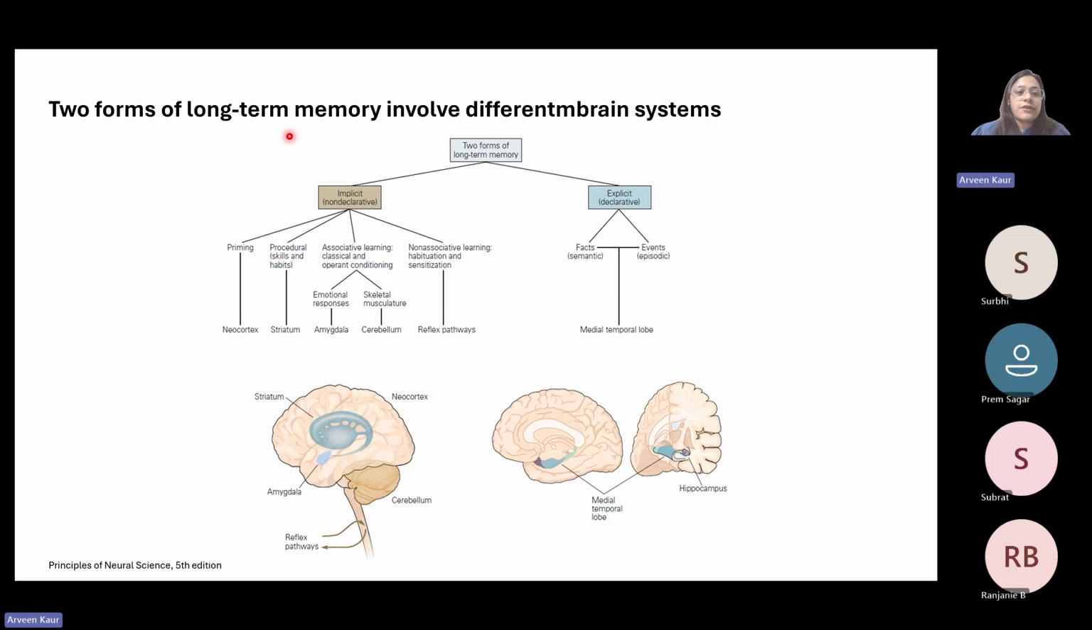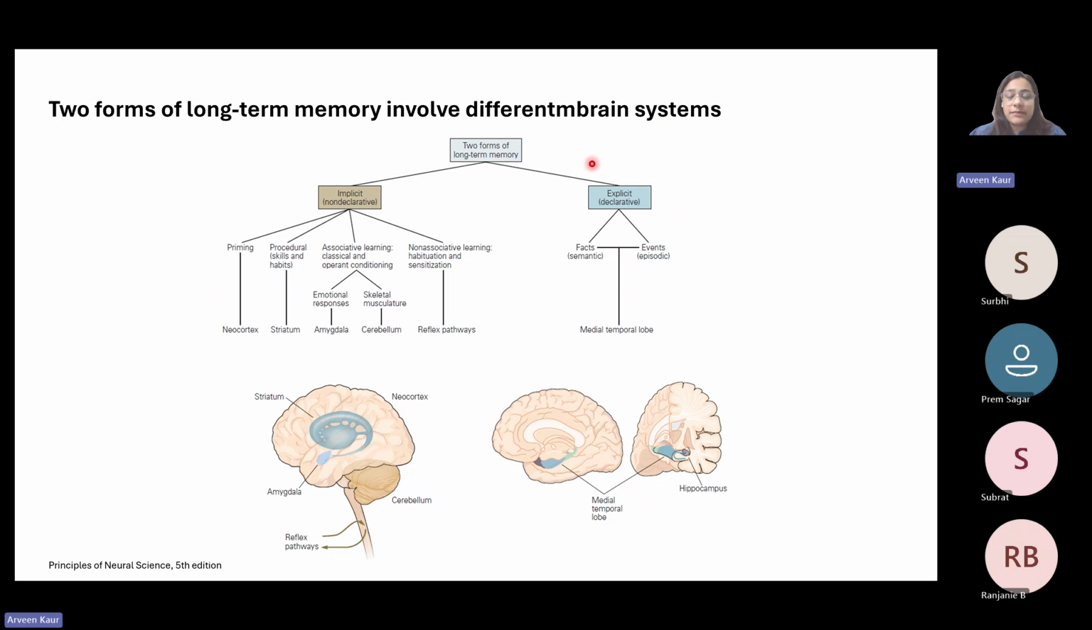So there are two forms of long-term memory which involve different brain systems, right? So, implicit memory that we studied about earlier, which is a non-declarative memory, we don't have to consciously recall it, involves these particular regions such as neocortex, striatum, amygdala, cerebellum, reflex pathways, depending upon which kind of implicit memory we are talking about, right?